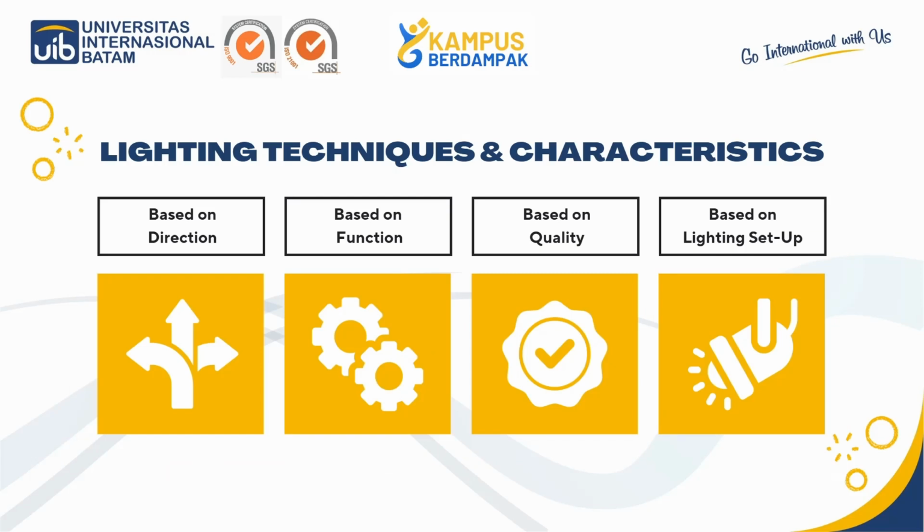Next, we'll be talking about lighting techniques and characteristics. Well, it can be grouped into four different things. First is based on the directions, based on the functions, based on the quality, and based on the lighting setup. Now let's start with direction.